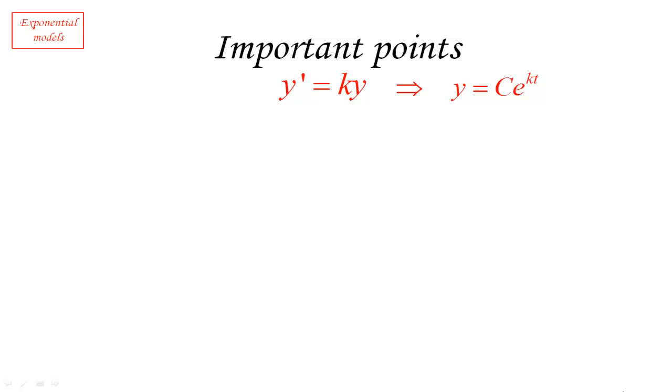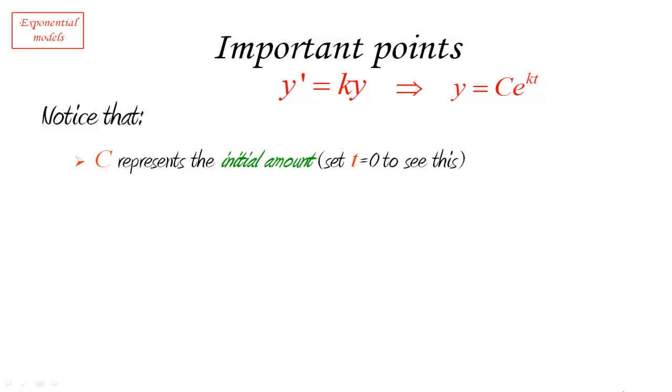A few important points about this exponential model. Okay, now first of all, notice that C represents the initial amount of the quantity. All you have to do is put t equals 0 on the right hand side. You'll notice that you end up with C times e to the 0, which is C. Okay? So C represents how much we start with, assuming of course that we start at time 0, which is the normal assumption that we make in these kind of situations.